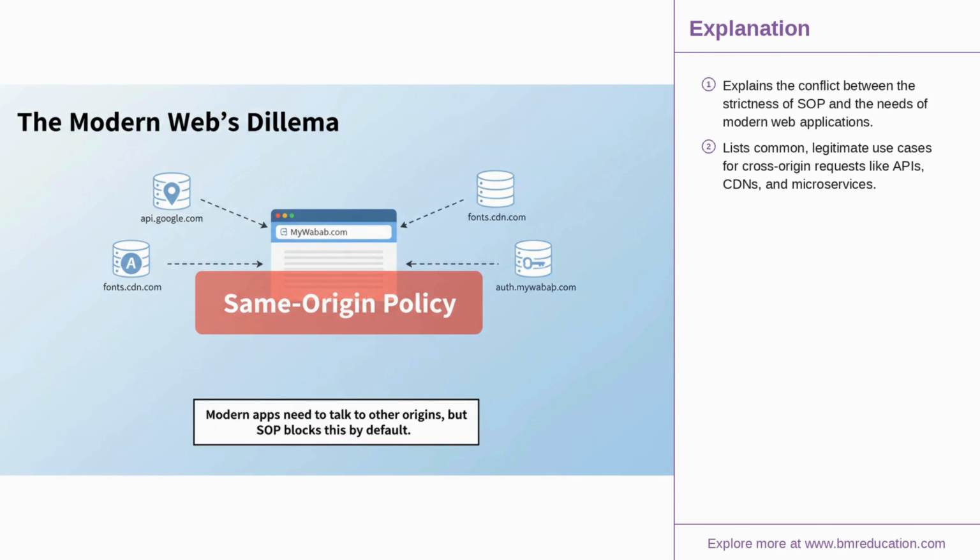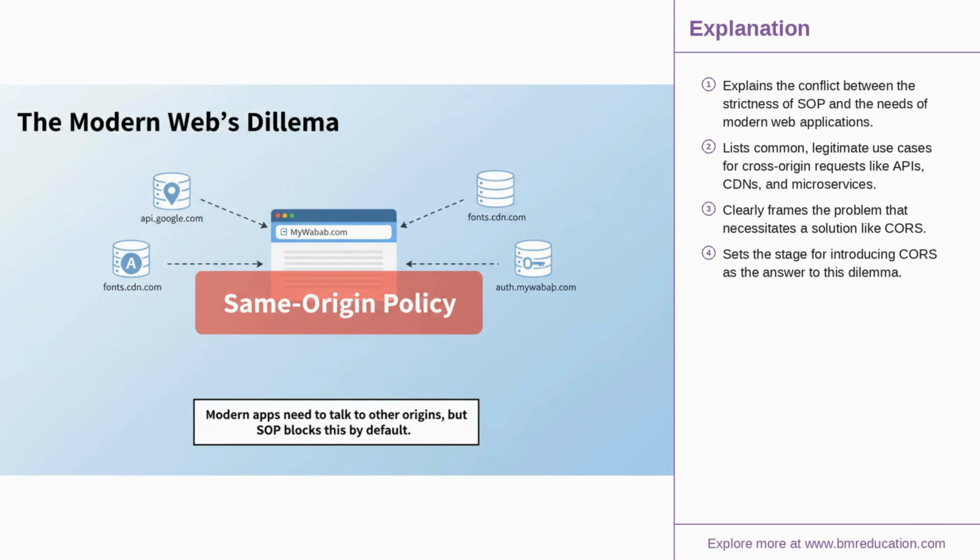This strict security is fantastic, but it presents a major challenge for the modern web. Today's applications are rarely self-contained. We constantly need to fetch data from third-party APIs, load fonts from a content delivery network, or communicate between different microservices hosted on subdomains. By default, the Same Origin Policy would block all of these legitimate requests. This is the exact problem that CORS was created to solve.